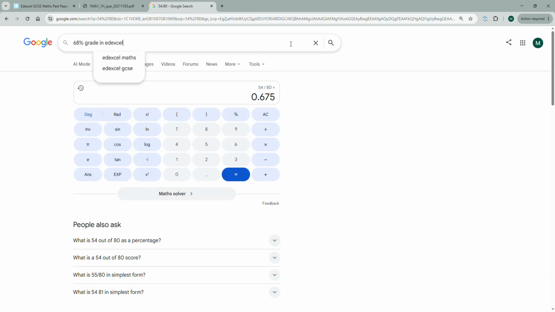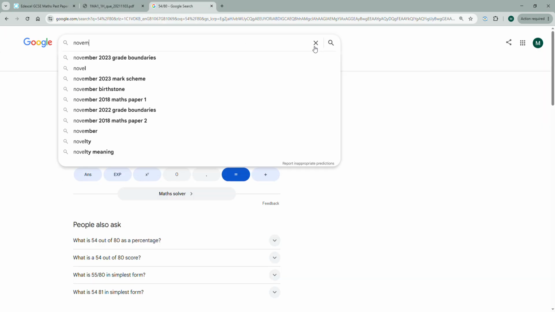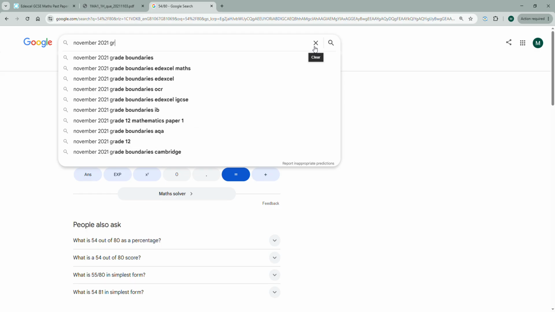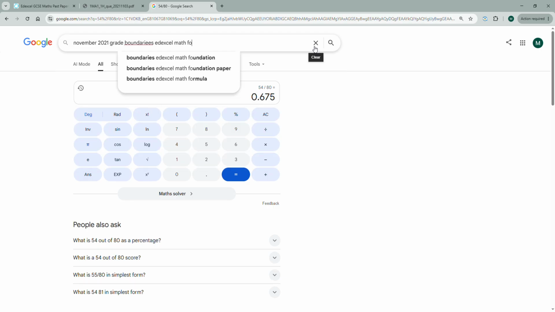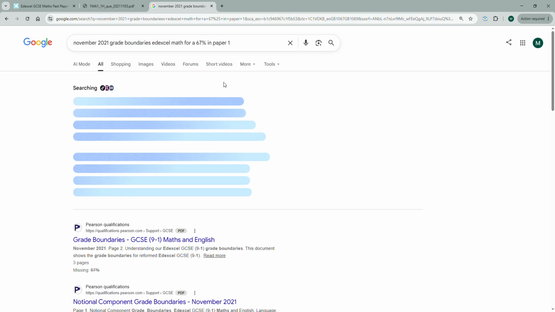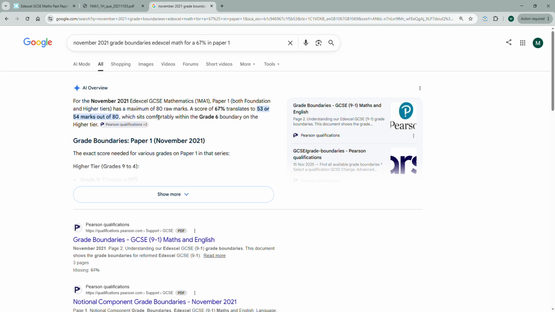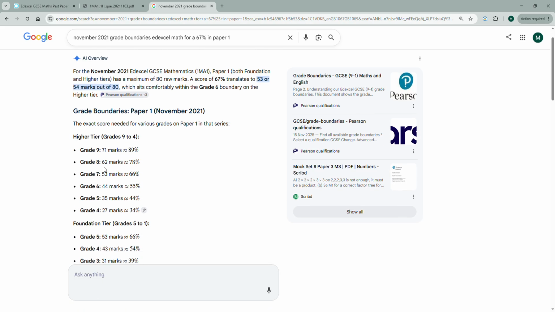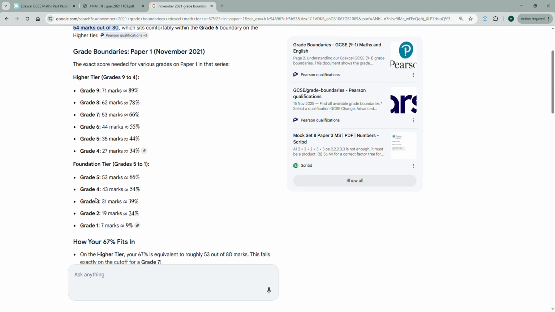Right, November 2021. Grade boundaries. Edexcel maths for a 67% paper 1. What would that be? Don't give me an all. To grade 6. Oh, that's not nice. I don't like a grade 6. I want a grade. Alright, let's say 62 marks. Ooh. You know what? They were actually harsh. This year, they were harsh. Okay, foundation. Sorry, about 5.